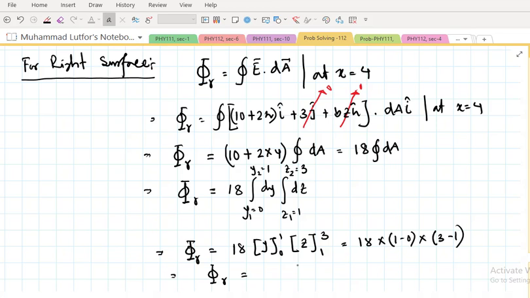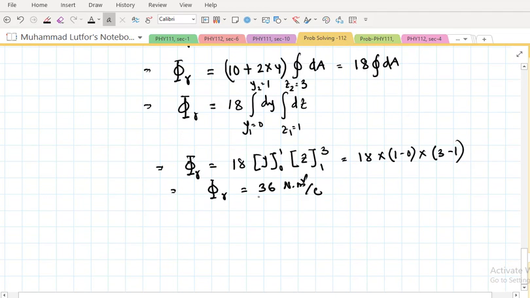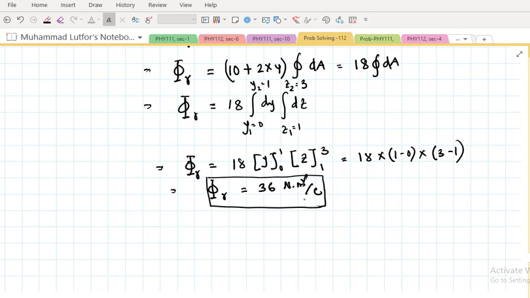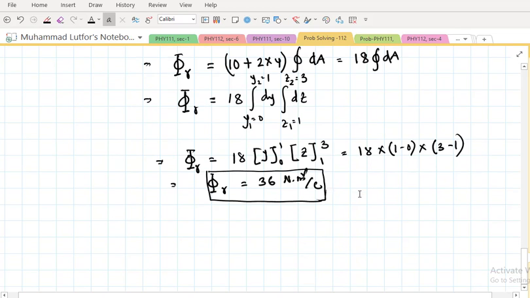Then you'll find that thing would be, I can write 18 into 1 into 2, that's going to be basically 36. So I'll write this would be 36 Newton meter square per coulomb. So my right surface flux will be 36 Newton meter square per coulomb.